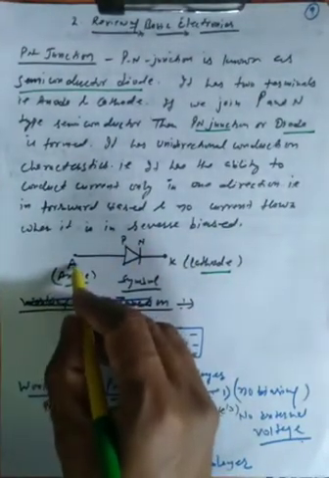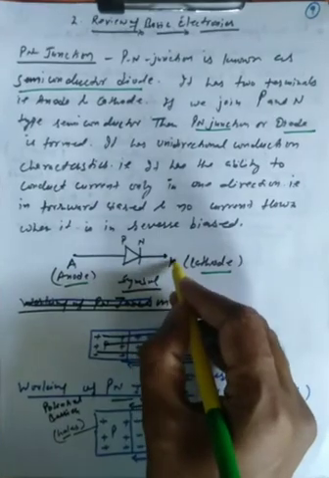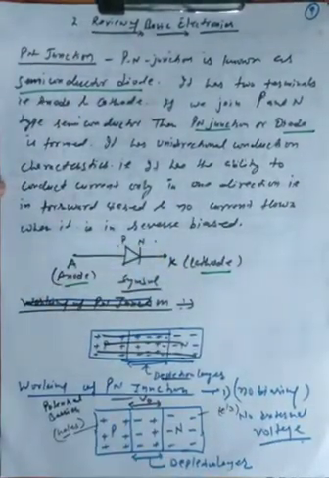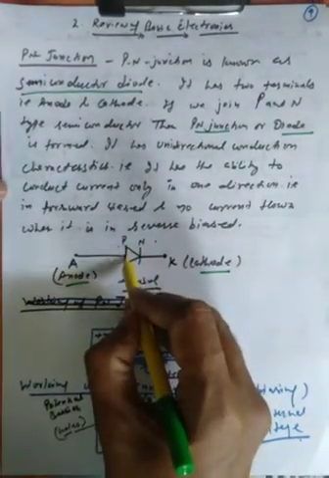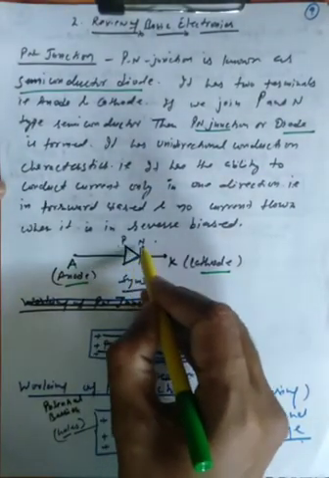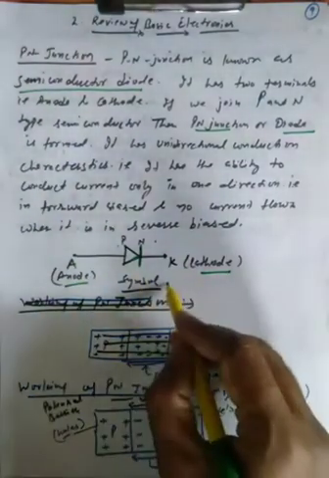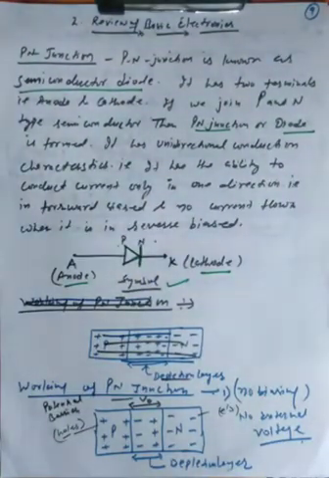Anode is represented by A and cathode is denoted by K. It consists of P and N type semiconductor materials. P is denoted like this arrow and N is like this straight line, and this is the symbol of PN junction.